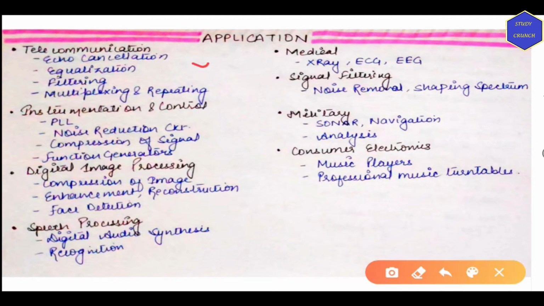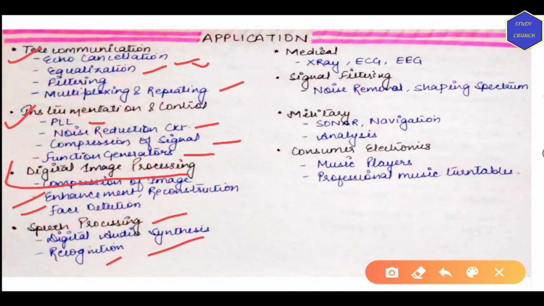Talking about the applications, it is used in telecommunication for echo cancellation, equalization, filtering, multiplexing and repeating. Then comes instrumentation and control. It is used in PLL circuits, noise reduction circuits, compression of signals, function generators. Then comes digital signal processing, used for compression of images, enhancement, restoration, phase detection. Then comes speech processing, digital audio synthesis, recognition.